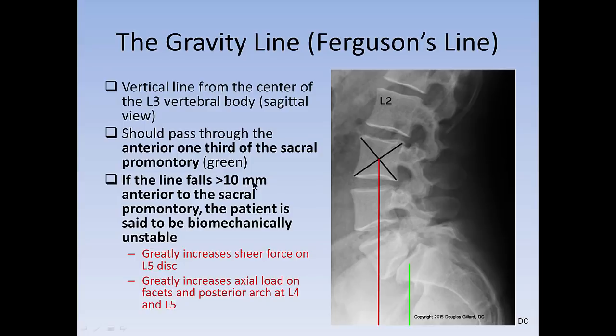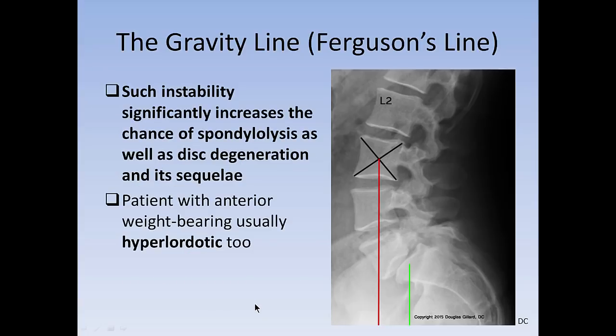If the line is greater than 10 millimeters anterior to the tip of the sacrum, the sacral promontory, then they're said to be biomechanically unstable. And we said greater shear force on the L5 disc overloads the posterior arch of L4 and especially L5. We talked about all that. How can you tell these patients? They'll be very hyperlordotic, like a lot of gymnasts tend to be anyway.